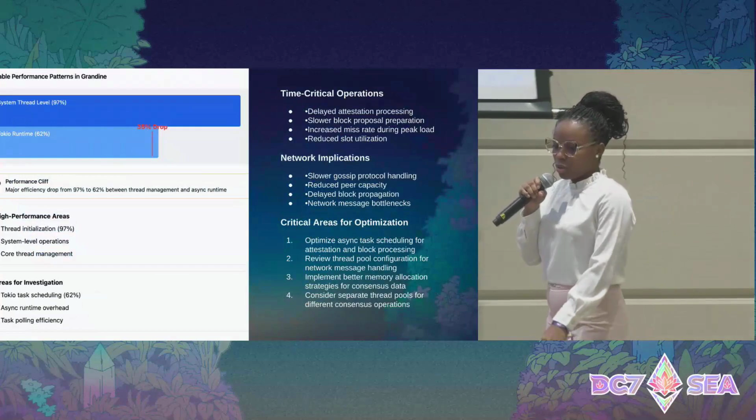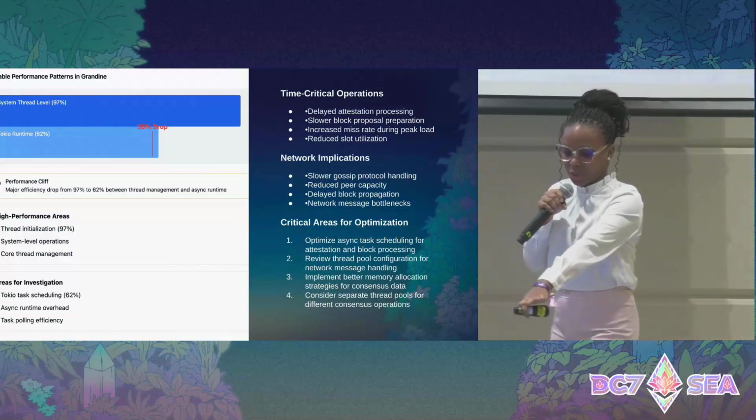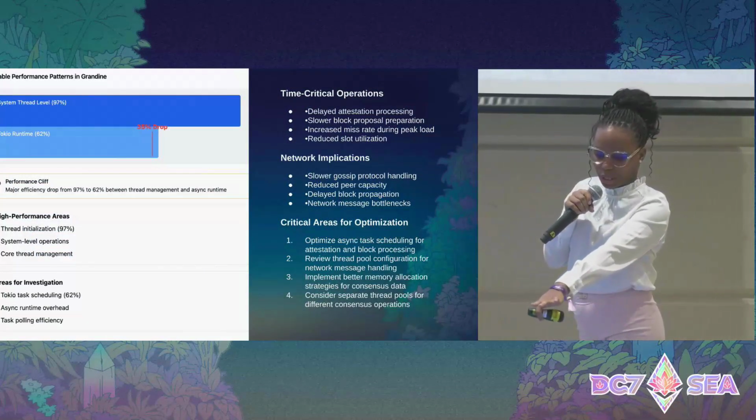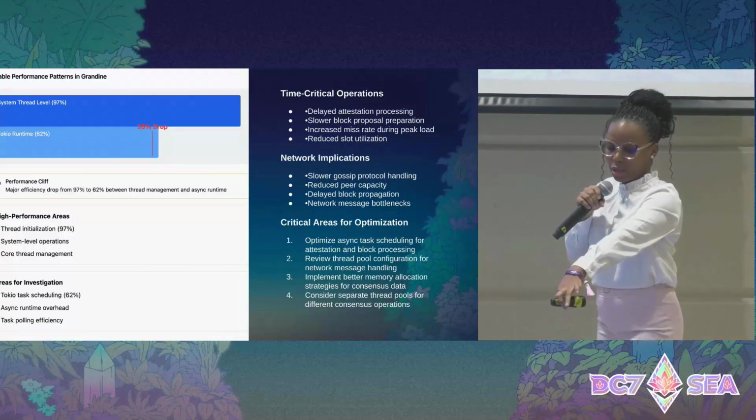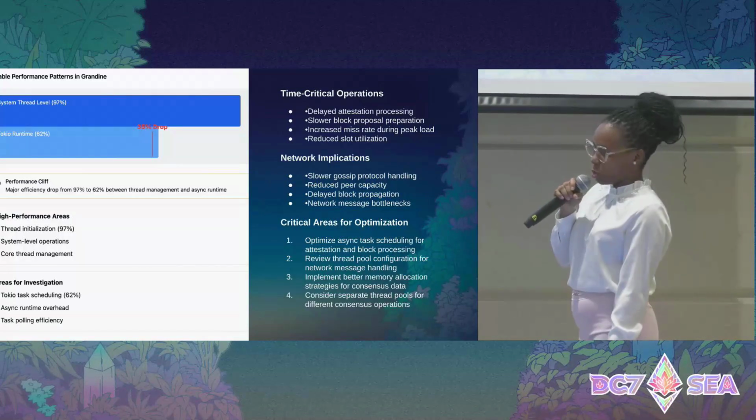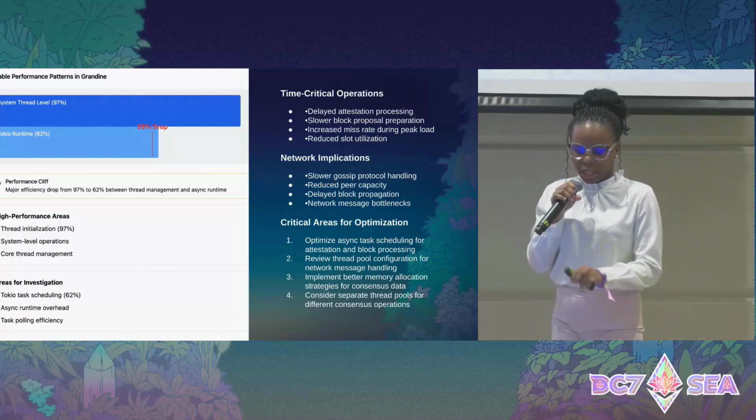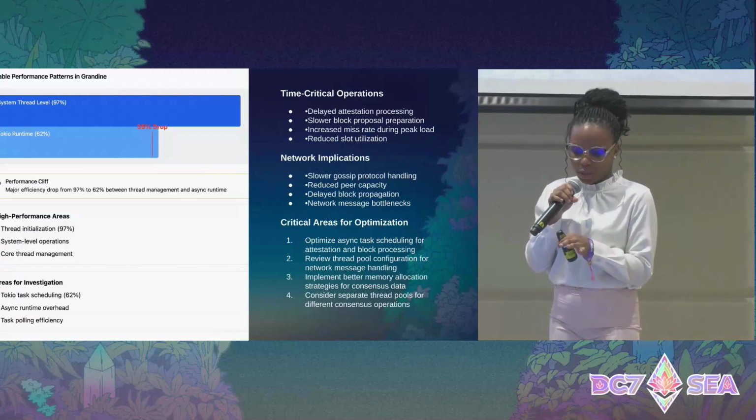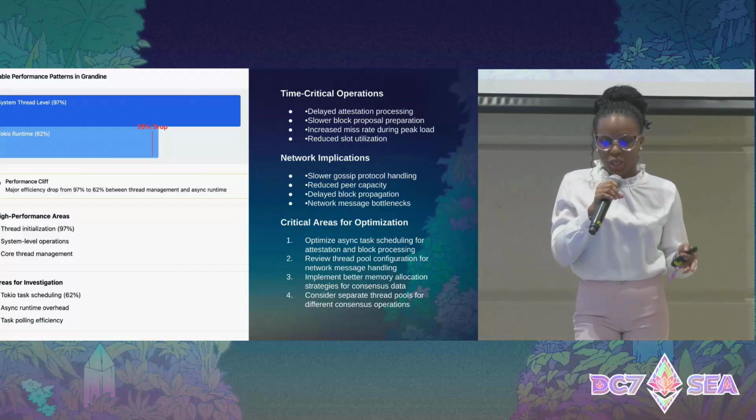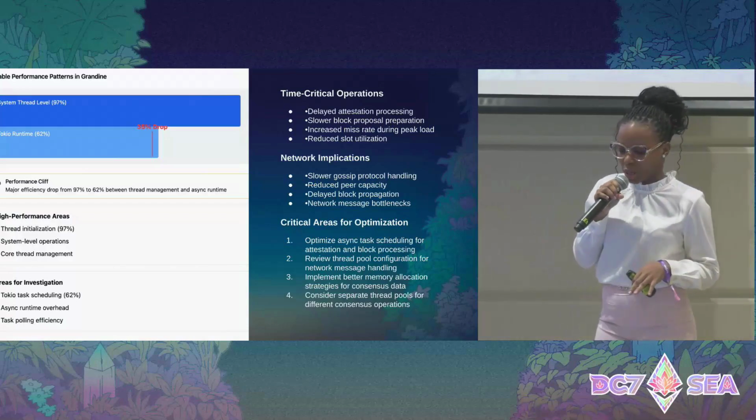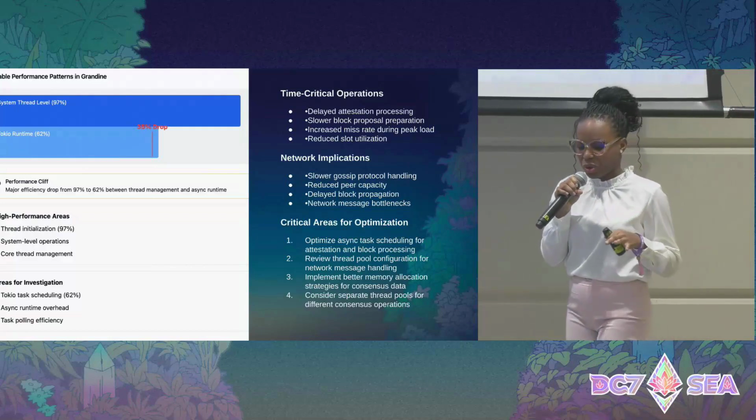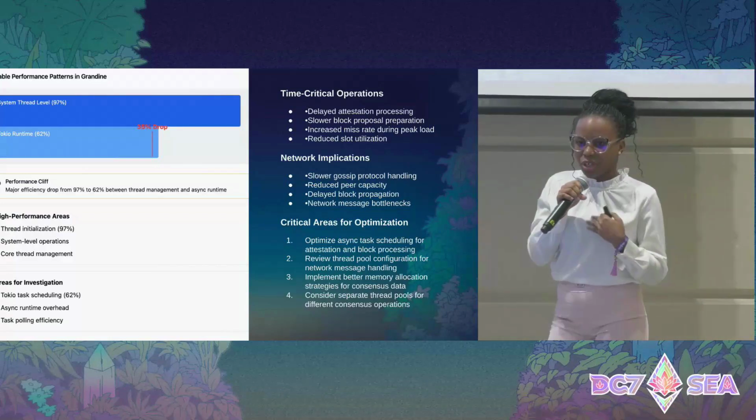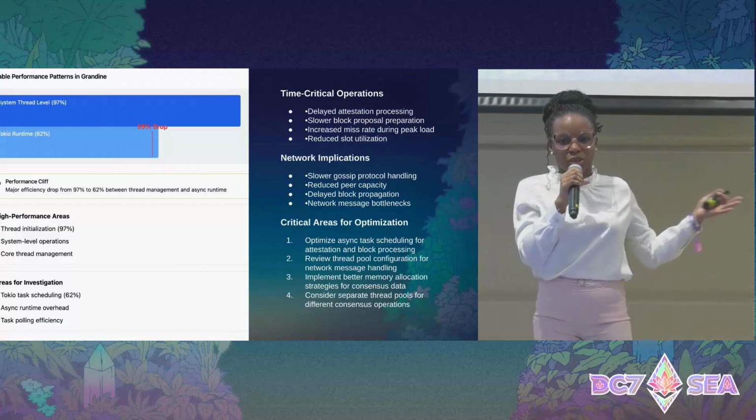So this is the 35%. Looking at the system thread level, which is 97%, then the Tokio runtime, which is 62%, which identifies the 35% drop. The cliff there is kind of huge, and the high performance areas are thread initialization, system level operations, and then core thread management, which Grandine handled very well.